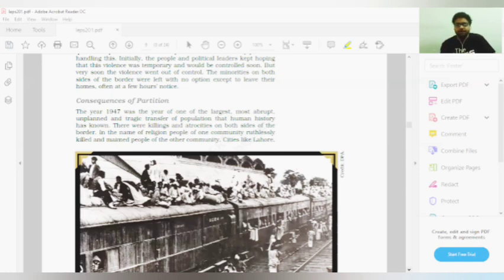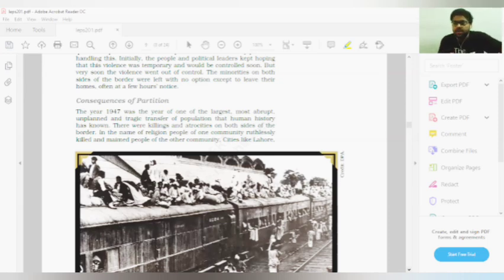The common people were maimed, they were killed by the locals. If you were a Hindu and you wanted to live in newly built India and you were living in Pakistan, you had to take a train to India.